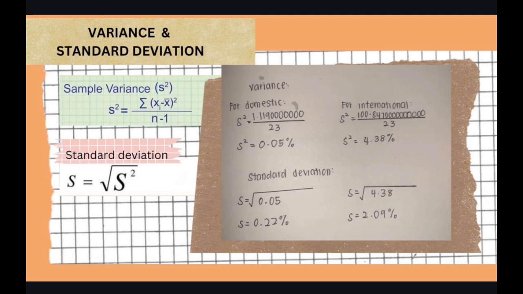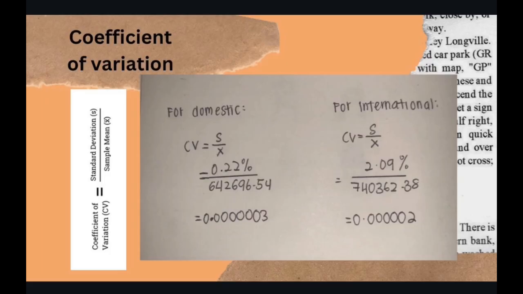From here, we can see that international is higher than domestic. Next, coefficient of variation. On the left, you can see the formula for the coefficient of variation. And for the coefficient of variation, we can see that domestic is higher than international.